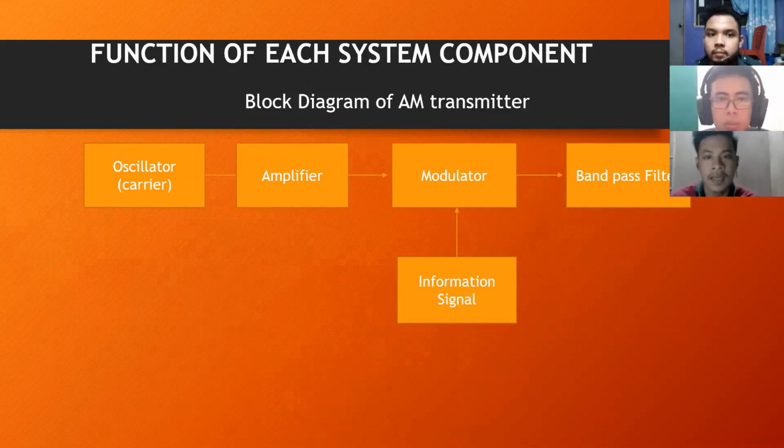Next is the function of the system components. The block diagram: the signal from the oscillator will be sent to the amplifier, and the amplifier will send the signal to the modulator. The information signal will also be sent to the modulator, and the modulator will send the signal to the band pass filter.